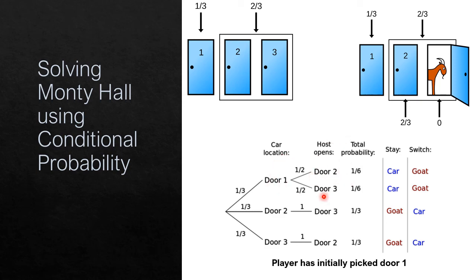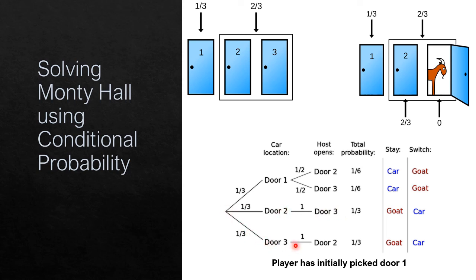The host will open either door 2 or door 3 with equal probabilities of 1 by 2 each. So the total probability becomes 1 upon 6 in each case. For this case, if we stay, then we'll win, and if we switch, we'll lose, because we are already at door 1 behind which there is a car. All right. So now we know that we have picked door 1, but the car is located behind door 2. Now the host will open door 3 with a probability of 1, because he can't open door 2, because he knows there is a car behind it. So the probability here is 1 by 3 into 1. In this case, if we stay, we'll lose, and if we switch from door 1 to door 2, we'll win.